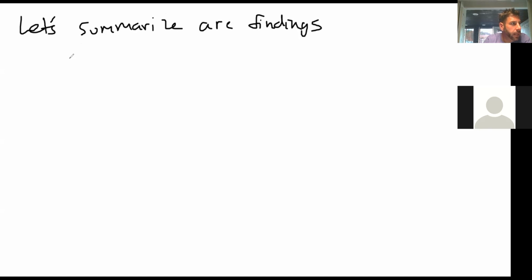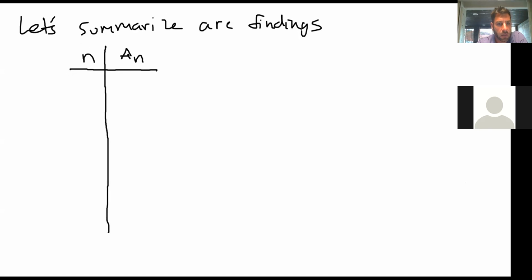What I'm going to do is make a table. We'll call this side n. That's the number of rectangles. And we'll call this a sub n. That's the area of those rectangles. And so we computed some of these. It's worth reminding ourselves what they were. The first thing we did was we computed 4. And so when n is 4, we found this number, 0.46875.